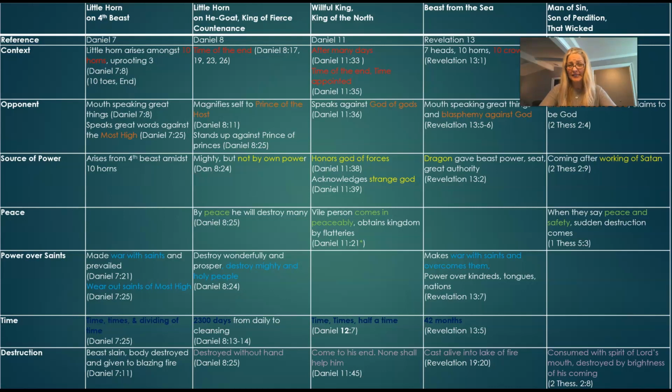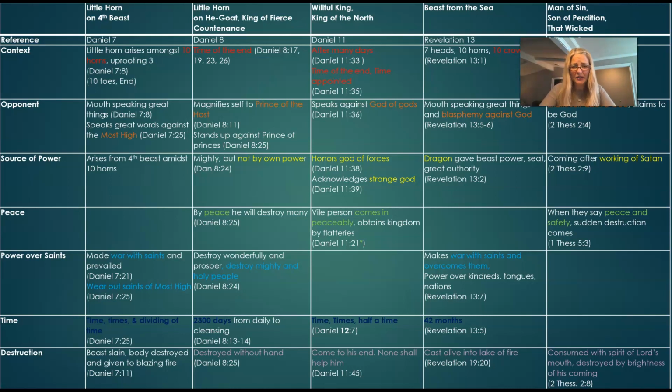So because of all of these similarities, and there are more, this is just what I fit into one screen, because of the context, that is the time of the end, the opponent is the Most High God, the source of power is Satan. This is associated with a time of false peace. The enemy will take power over the saints, make war, and be successful in trampling the saints. The time of the reign is a time, times, and half a time, or 42 months. Yet this enemy will come to a final supernatural destruction by a judgment of God.